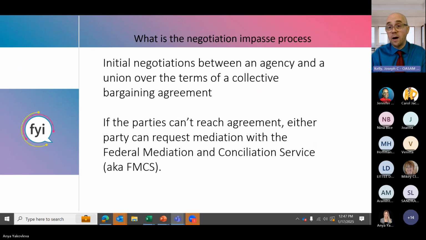So what is the negotiation impasse process at the FLRA? If the parties can't reach agreement, either party can request mediation with the Federal Mediation and Conciliation Service, also known as FMCS, and that's an office within the Federal Labor Relations Authority. So they request mediation help from FMCS.